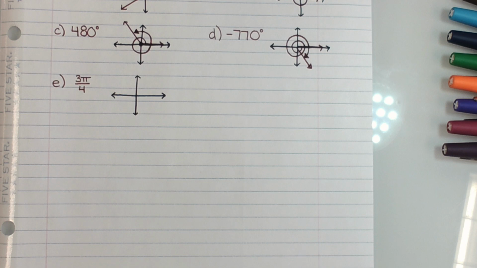What is a full circle in radians? 2 pi. What's a half circle in radians? Pi. What's a quarter circle in radians? If a half a circle is a pi, a quarter of a circle is half of that, half of a pi, or a pi over 2 is traditionally what it's called.